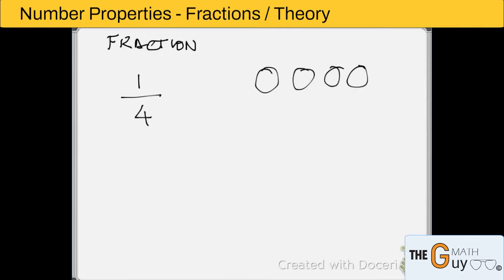So, first thing is fractions. What's a fraction? When I say 1 over 4, what does this mean? Well, if you have 4 marbles, and you pick 1 out of these 4, that's 1 over 4, right? 1/4. A fraction is basically always expressed in its simplest form.